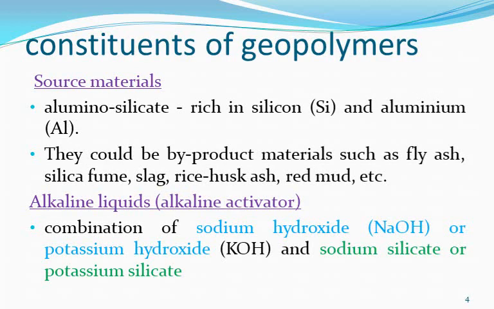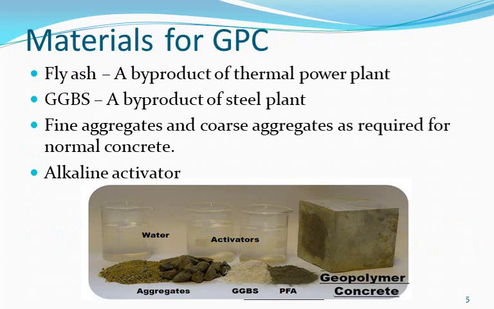The main source materials are aluminosilicate materials, which are rich in silicon and aluminum ions. It is made using byproduct materials such as fly ash, silica fume, slags, rice husk ash, red mud, metakaolin, etc. Here we are using alkaline liquids which act as activators. It is a combination of sodium hydroxide or potassium hydroxide, and sodium silicate or potassium silicate. The materials used for making geopolymer concrete are fly ash, GGBS, fine aggregates, coarse aggregates, and activators. Here we are neglecting the usage of cement.